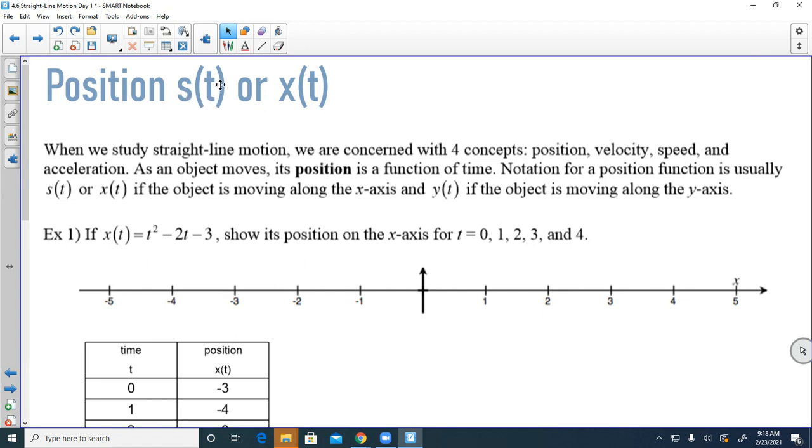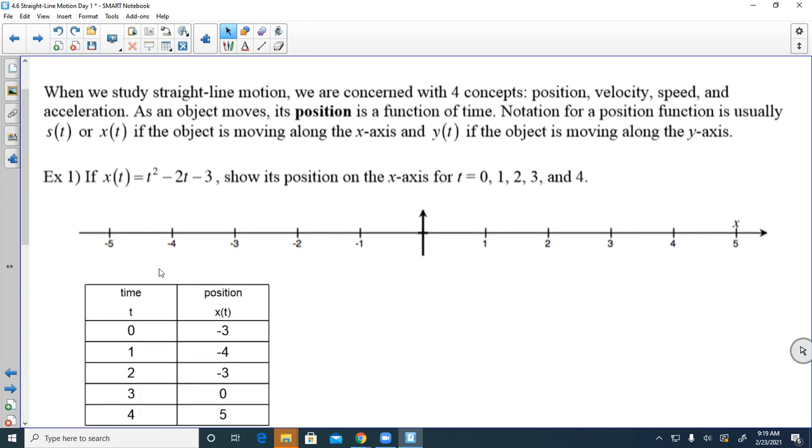Now you'll see position represented with either the letter s or x. It kind of just depends. You'll see it with x because of the x-axis. S, I'm not exactly sure, but these are the 2 ways that you'll see position abbreviated. Or you might even see y of t if the object is moving vertically.